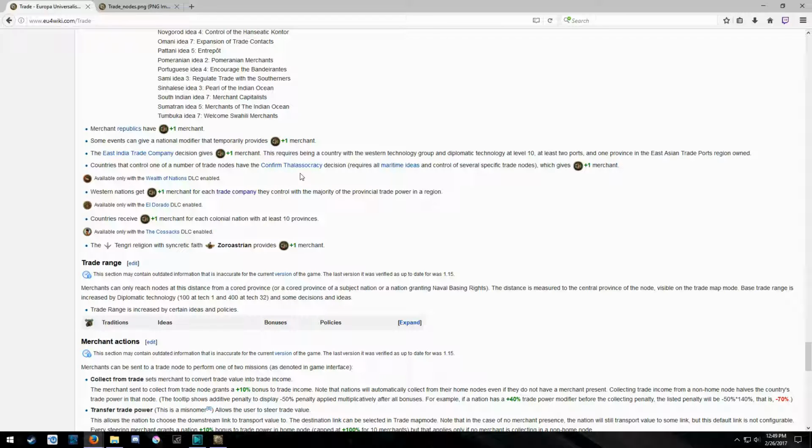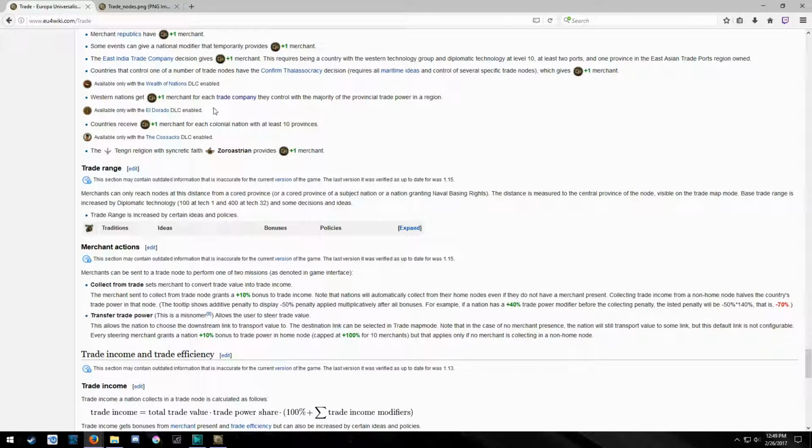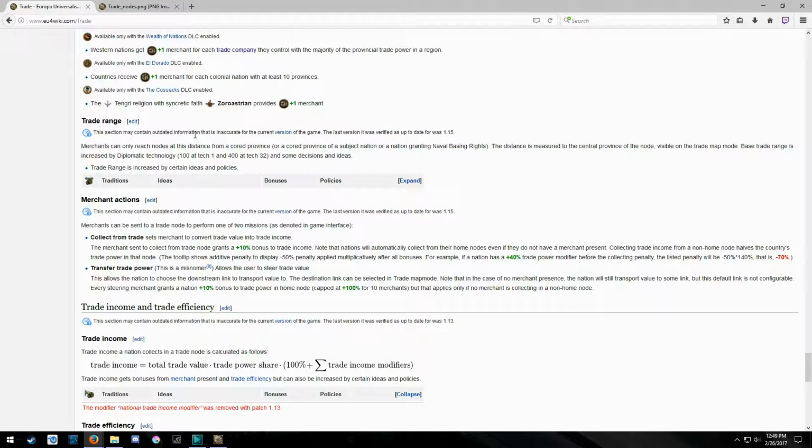If you convert to theocracy, which requires maritime, which no one should ever take. Yeah, these are DLC and other stuff: Wealth of Nations, El Dorado, Cossacks.